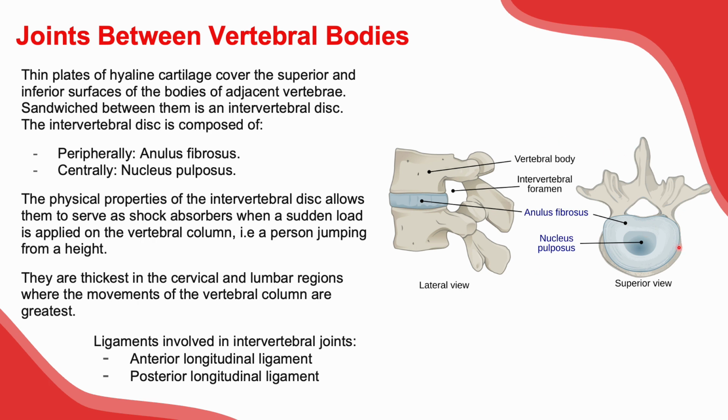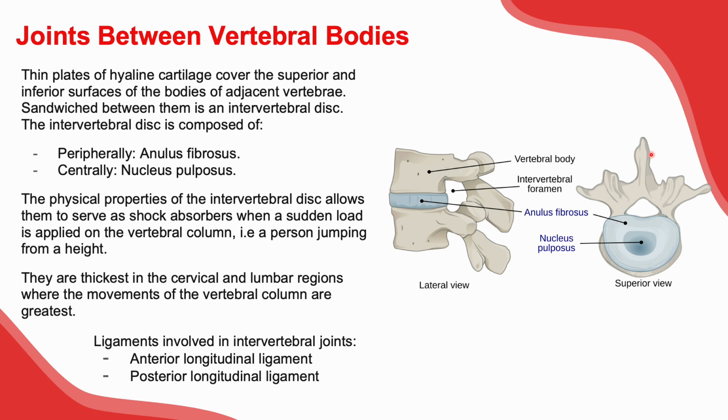So, as the car has shock absorbers, when you go over a speed bump, these are our shock absorbers. They absorb any shock that is applied on the vertebral column. The intervertebral discs are thickest in the cervical and lumbar regions, where the movements of the vertebral column are greatest.